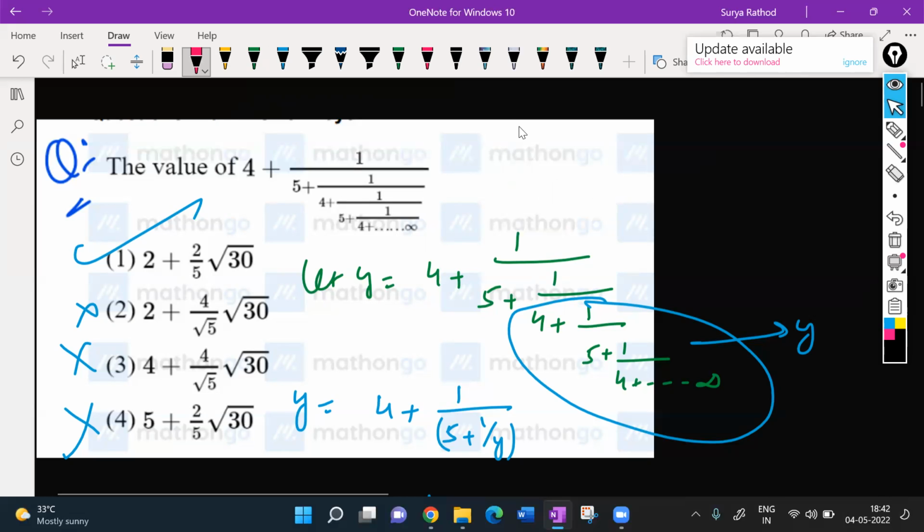If you observe this question, look at this here. Observe what he has given. He is asking for the value of this expression. By looking at it, you people might get scared, but it is a very, very simple question.